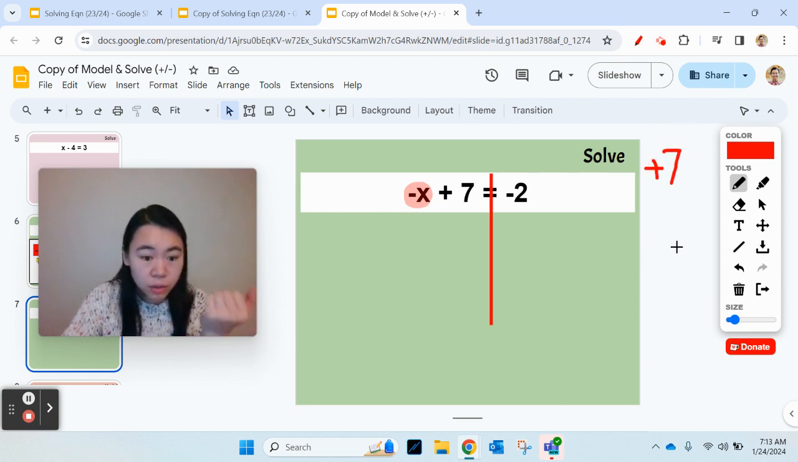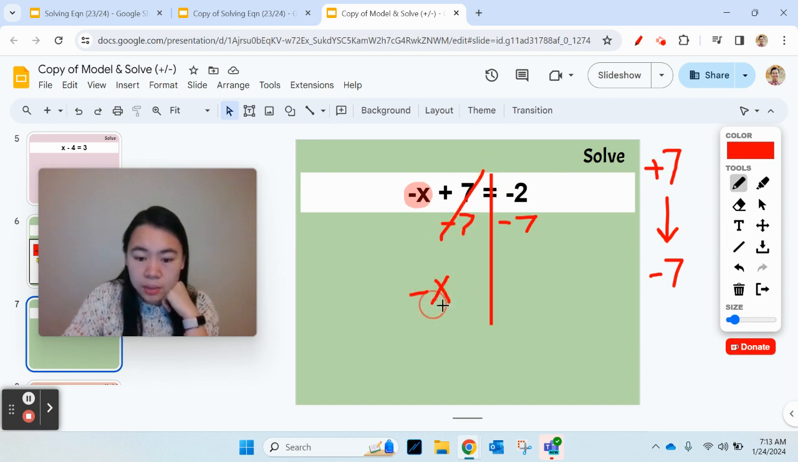We're going to use inverse operations or opposite operations to solve. So what's the opposite of plus 7? Minus 7. So let's subtract 7 from both sides. Positive 7 minus 7 is 0. So we are left with negative x.